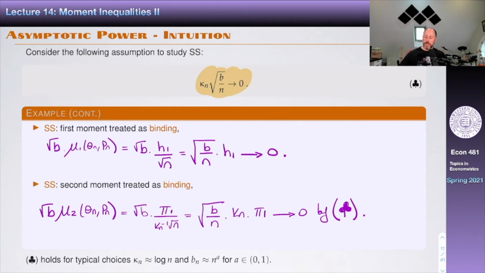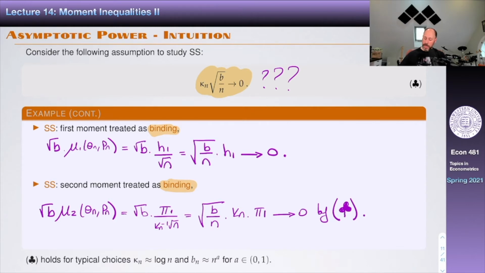So subsampling believes that both of these moments are binding. And then you may say, where is this coming from? Why do you have this rate between subsampling and kappa? Well, this is an assumption that is actually imposed in the paper by Andrews and Soares to show that their method has more power.